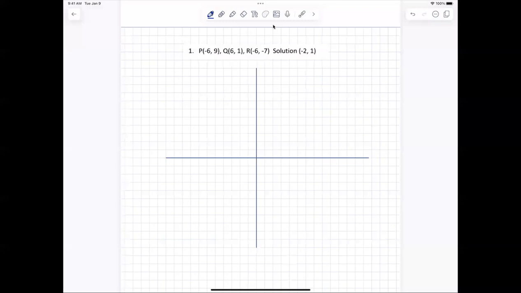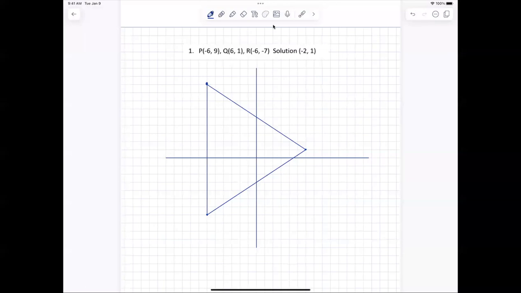All right, so plot the points. -6, 9, 1, 2, 3, 4. 6, 1. -6. All right, now you have to be careful when you're plotting the points. Make sure, I would double check them. All right.